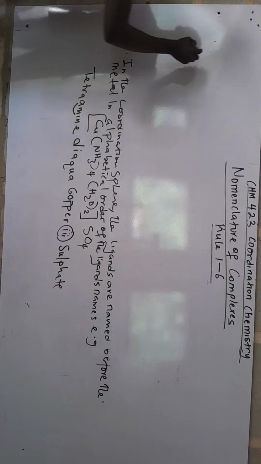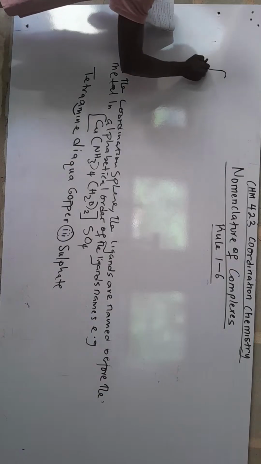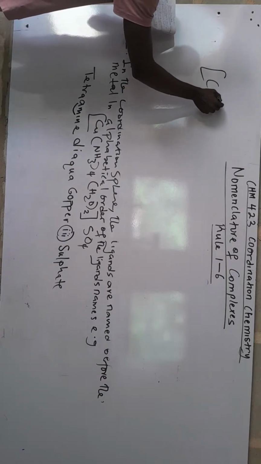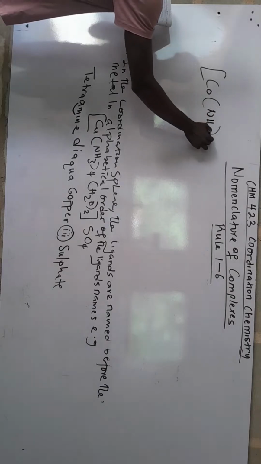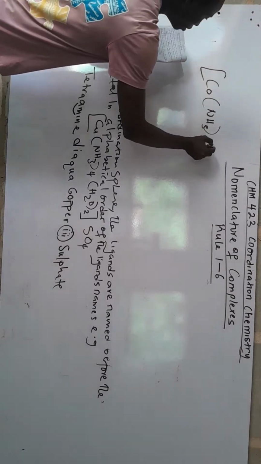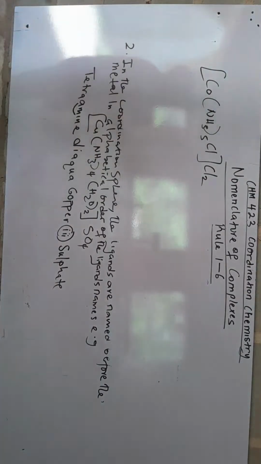So this number 1 is sample. Number 2, I also have the compound of Co(NH3)5Cl2. Now, this compound that you have here right now, how do we name it? We are going to name it, of course, the same way we name the first one that we have down there.